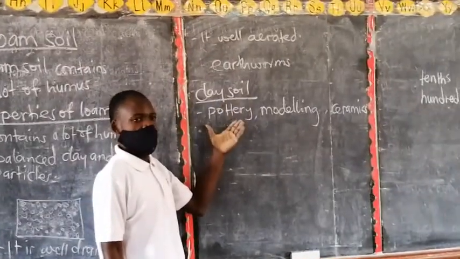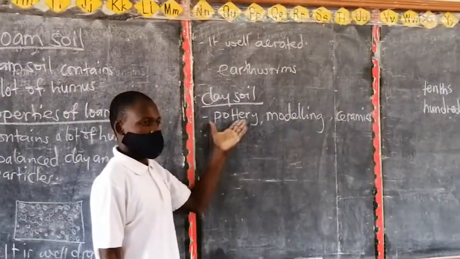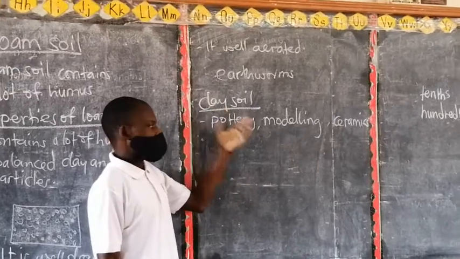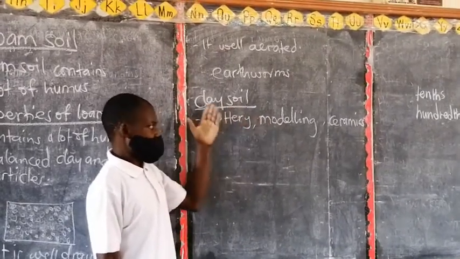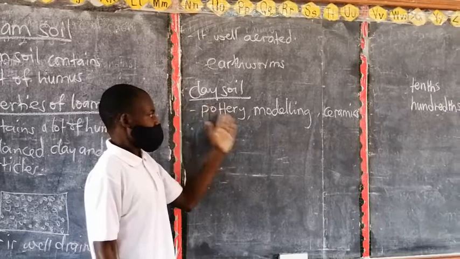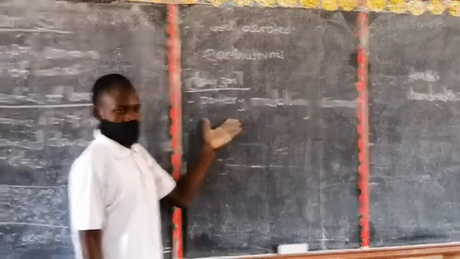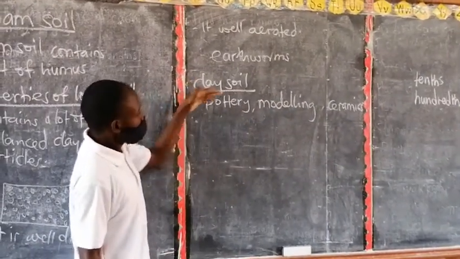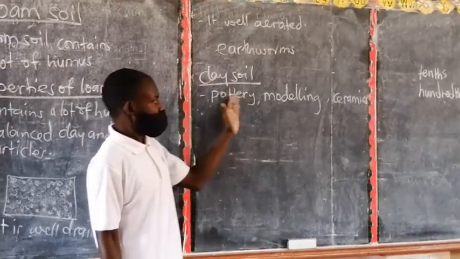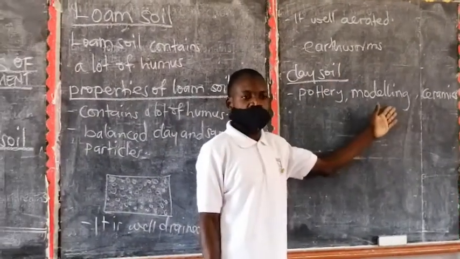When we talk about pottery, making things like pots, out of what? Clay. We make a plate out of clay. We make stoves out of clay, those charcoal stoves from clay. So, why is clay soil suitable for modeling, for pottery or making ceramics?